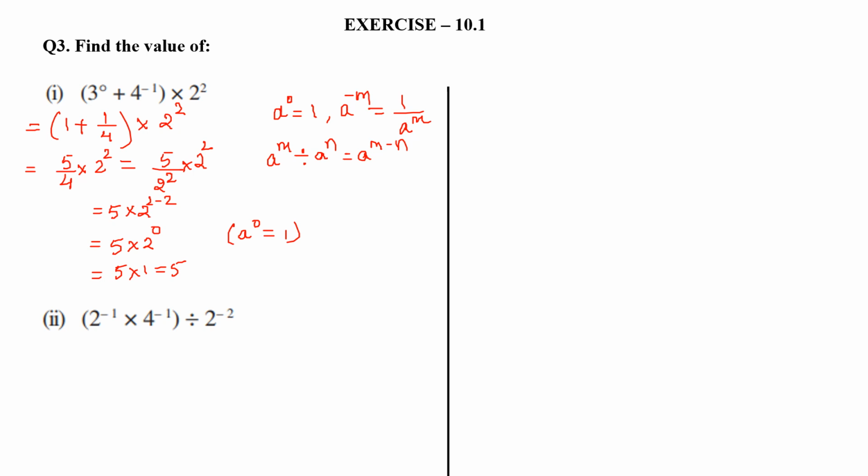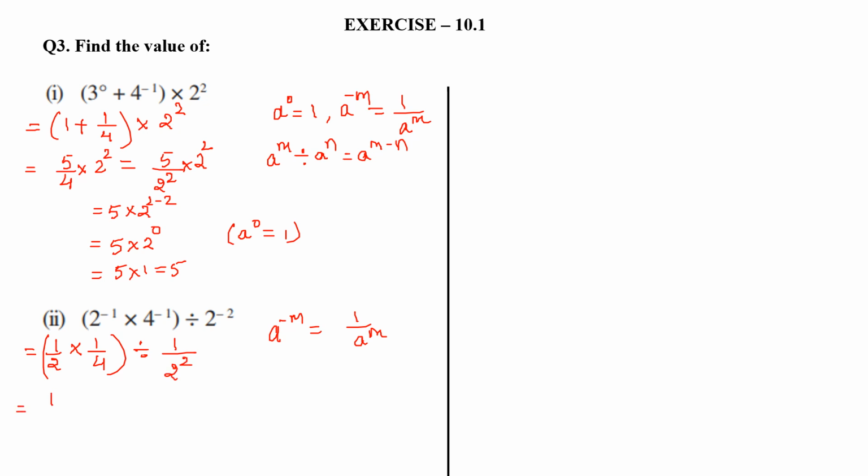Second question is 2 to the power minus 1 into 4 to the power minus 1, and this whole is divided by 2 to the power minus 2. Now here I am going to use the law a to the power minus m is equal to 1 by a to the power m. So 2 to the power minus 1 will become 1 by 2 into 1 by 4, and this is divided by 1 by 2 square.